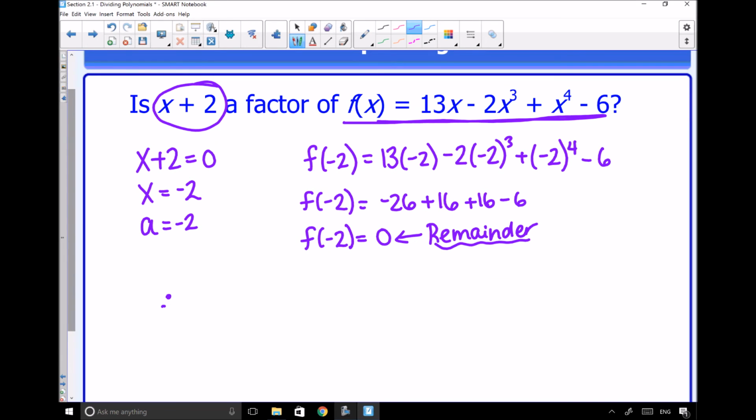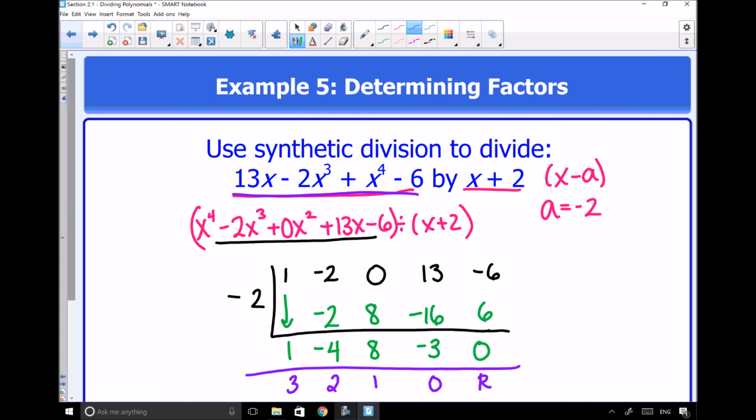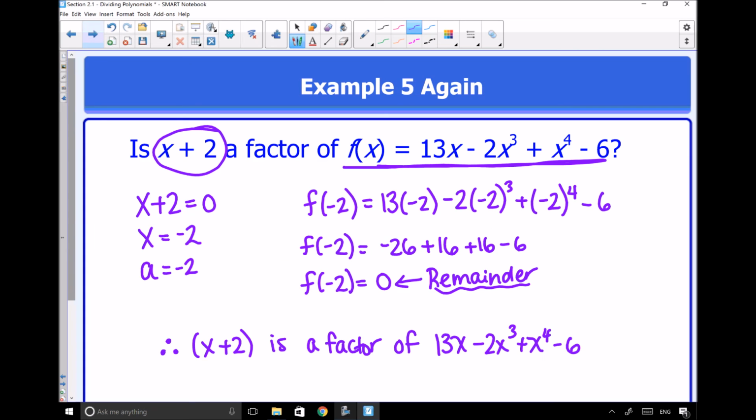So I can say, therefore, x plus 2 is a factor of 13x minus 2x cubed plus x to the power of 4 minus 6, which we already figured out using synthetic division. So we're starting to build a lot of strategies that we can use to help us with our polynomial functions.